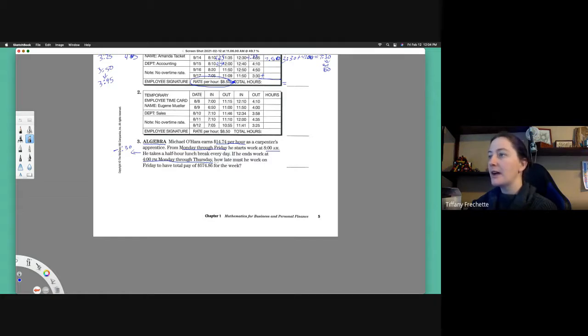So we need to know how late on Friday. So we need to know when should he stop working on Friday, if he wants a total pay of $574.86. So we know total pay equals rate times hours, right? We're talking about that up here. You take your rate and you multiply by your total hours. So we need to know what to plug in here.